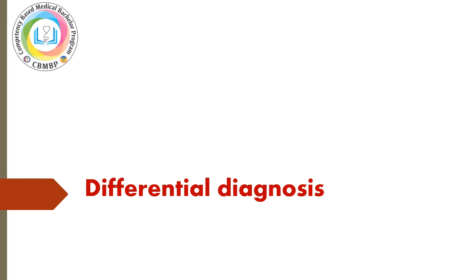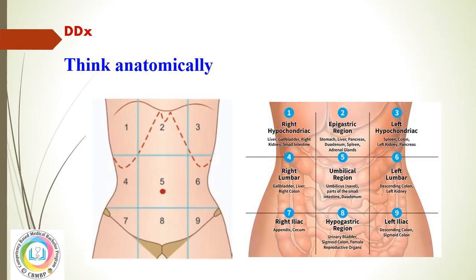How to differentiate the differential diagnosis of an abdominal mass detected in the abdomen? Back again, let us think anatomically where the mass is located regarding the 9 anatomical regions of the abdomen, because each contains specific organs, and any mass in this region should arise from the organs located in this anatomical area.